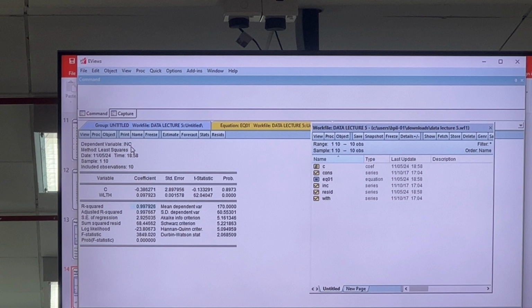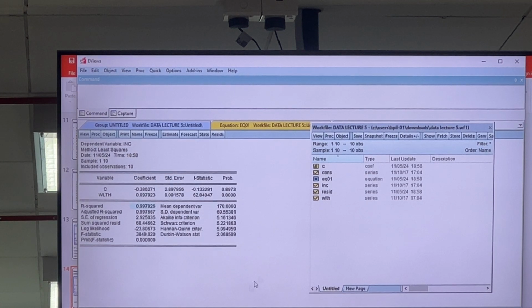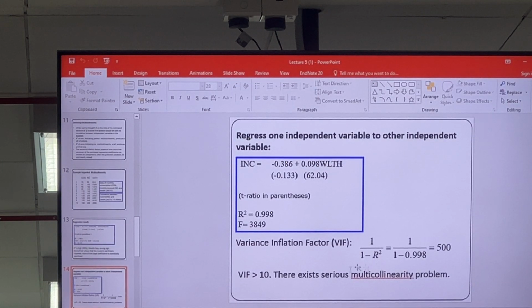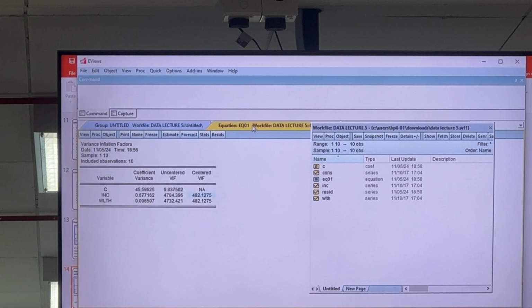So you regress one independent variable against the other variables. If you have 3 x, then you regress this variable against the other 2 x. Not only one, but the rest of the x in the model. You regress each x against the rest of the x in the model. If there are 3 x, then you regress one x against the other 2 x, x2 and x3. And you get the r square, and you calculate the formula 1 over 1 minus r square, and you should be able to get this one.